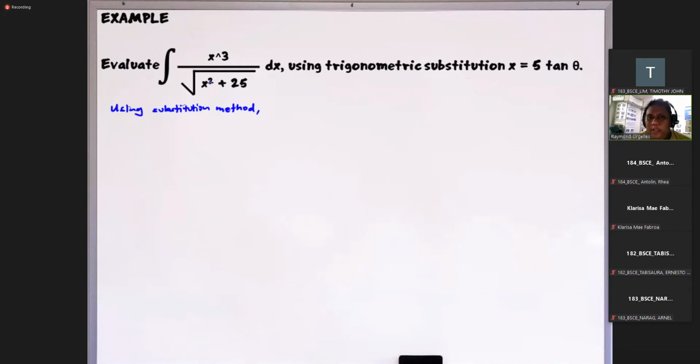Kaya dito pag nakita niyo yung x squared plus 25, isipin niyo kaagad, pwede ba natin itong gawing substitution? If I get the derivative of this, that's 2x dx, di ba? Kaya kailangan natin ng x dx sa numerator, may matitirang x squared, but itong x squared na yon, pwede nating palitan base dun sa substitution natin. So pakita ko sa inyo yung step by step.